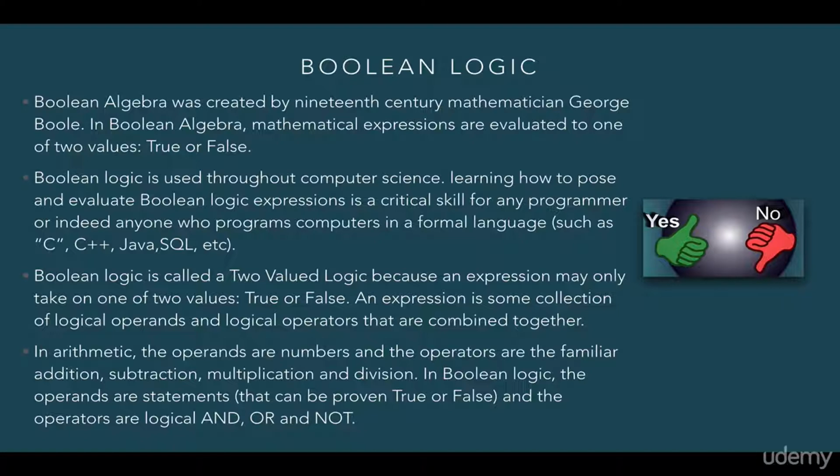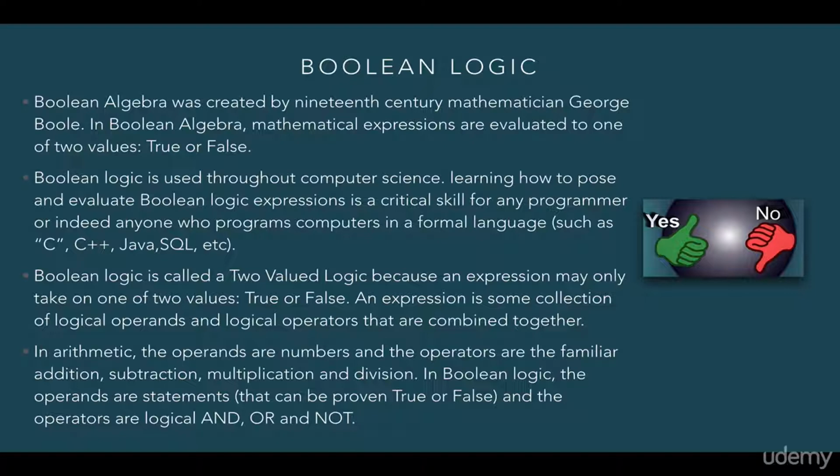Learning how to pose and evaluate Boolean logic expressions is a critical skill for any programmer, or indeed anyone who programs computers in a formal language such as C, C++, Java, SQL, etc. Boolean logic is called a two-valued logic because an expression may only take on one of two values, true or false. Okay? An expression is some collection of logical operands and logical operators that are combined together.